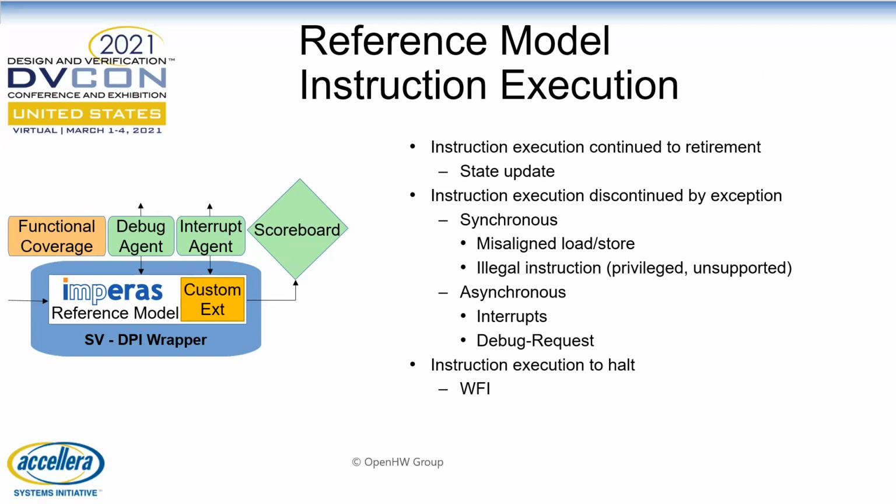The reference model is able to communicate the differing condition results during instruction execution: for example, an instruction that proceeds to completion or retirement, instructions which are interrupted by pending asynchronous events such as interrupts or debug requests, and instructions which undergo an exception due to some calculated condition, for example, a misaligned load store. I should add that in the case of the CV32E40P, misaligned load stores are actually handled in hardware rather than trapping to a handler. And of course, this is one of the choice selections which is made as part of the envelope configuration.